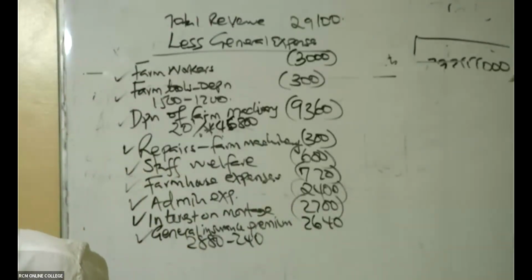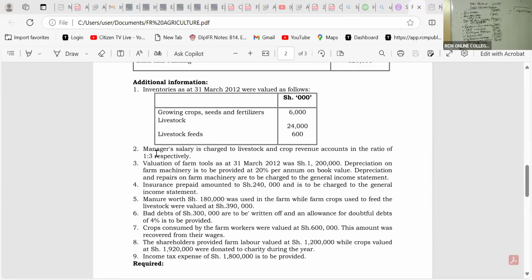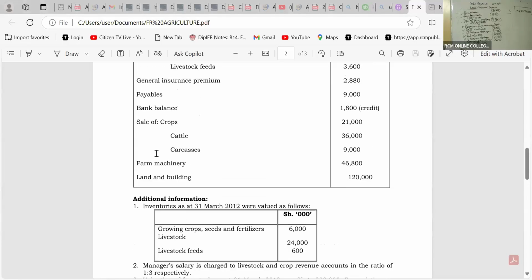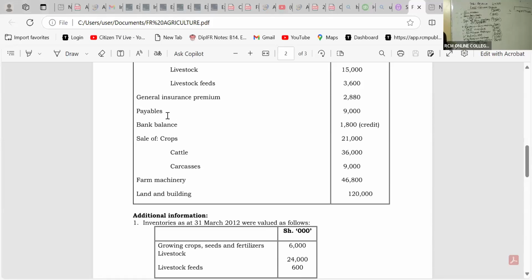We're almost finishing. So in this case here, I've been able to see payables. I know payables cannot come to the income statement. Payables will go, just like the bank balance, to the balance sheet, or statement of financial position.